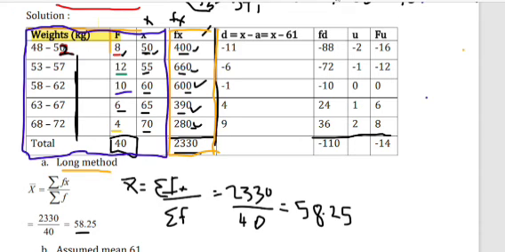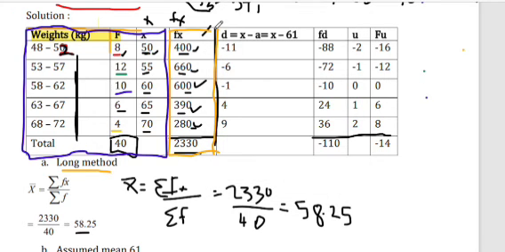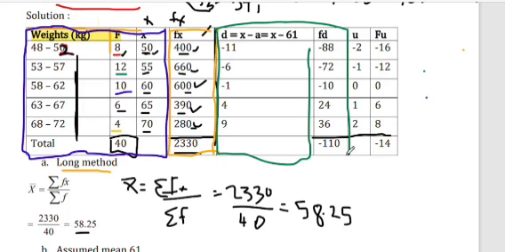Now, if you want to do the assumed mean method, which is the next part that I want to do, you now use this part here. That is the part you are going to use.